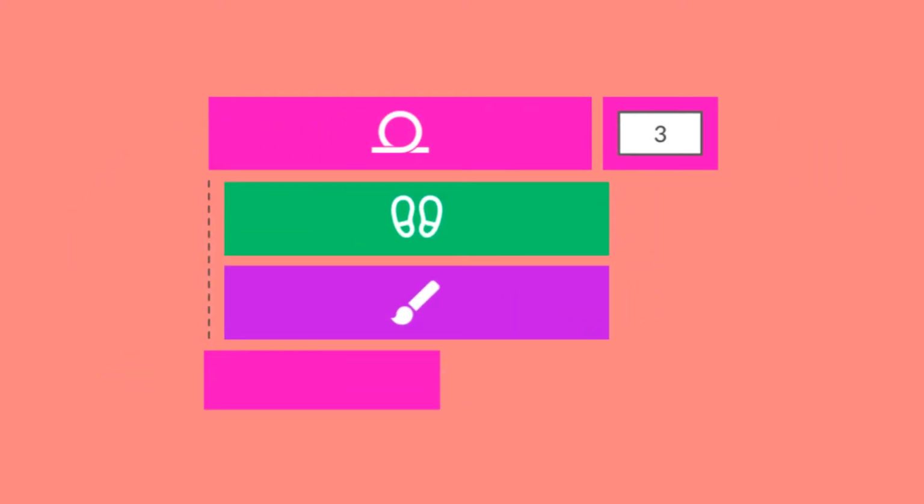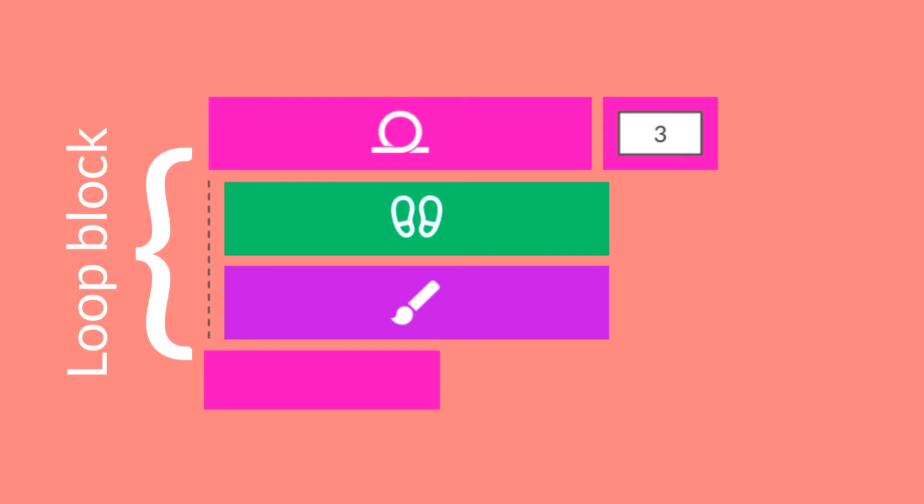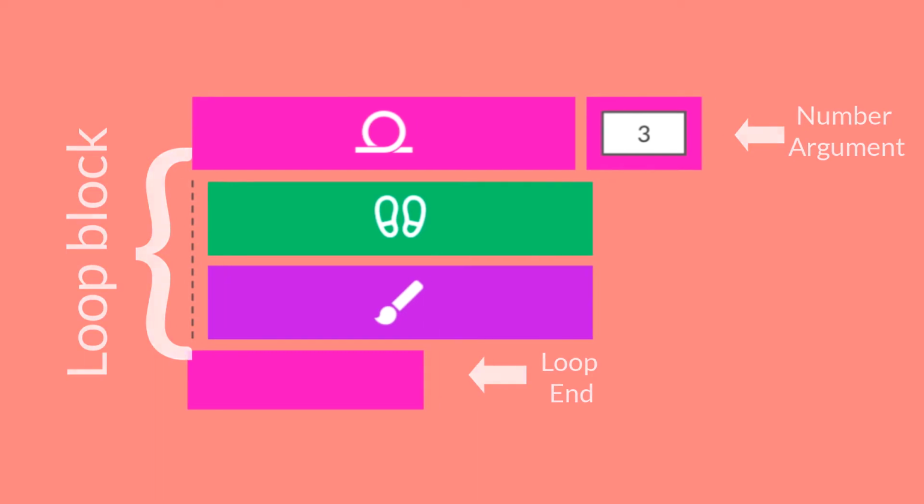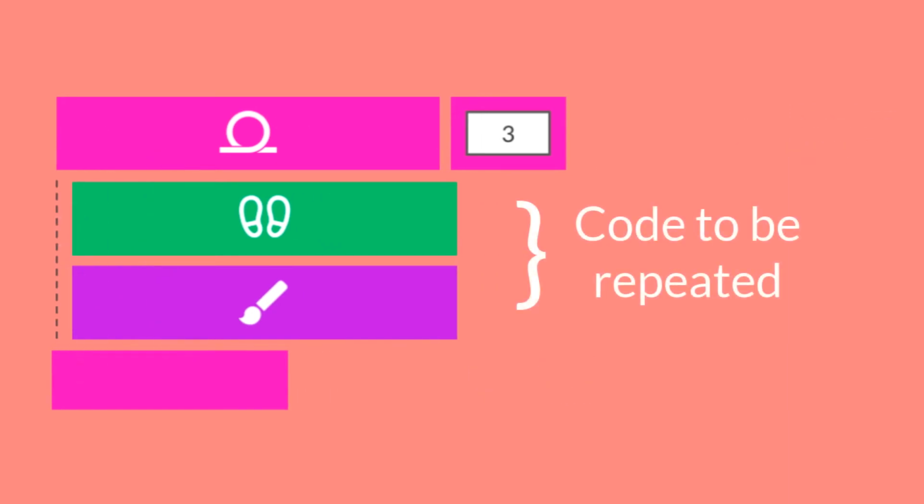Around the code you want repeated, you have a pink loop block that begins with a number argument that tells how many times the code will be repeated, and ends with a plain pink block to show the loop's end. Inside the loop is the code you want repeated.